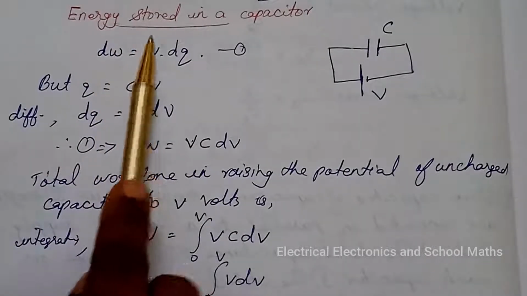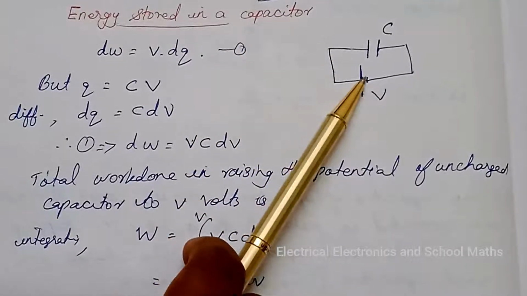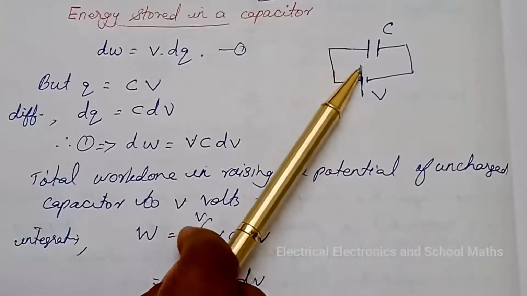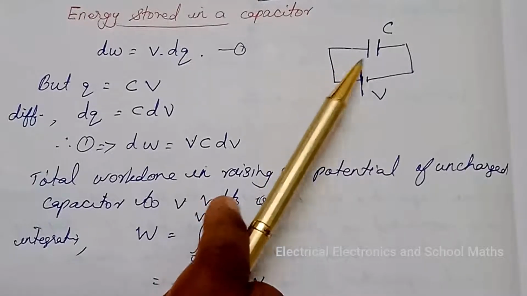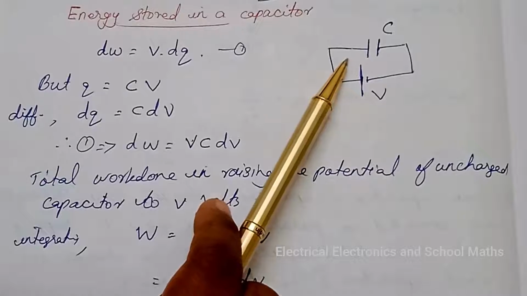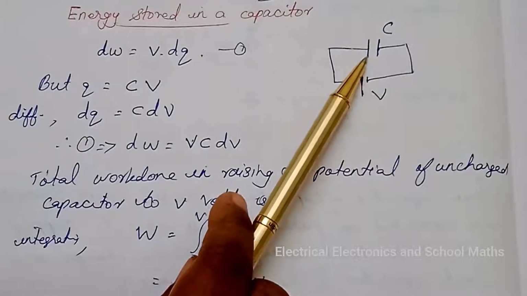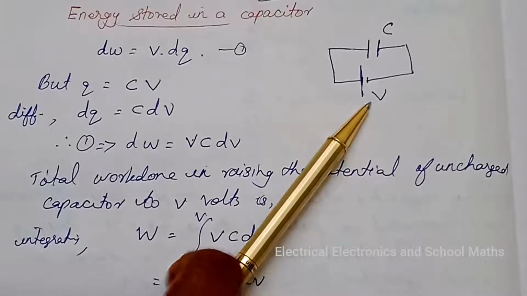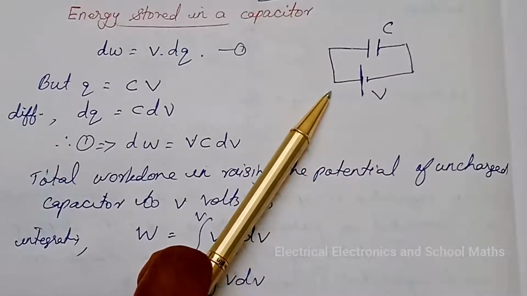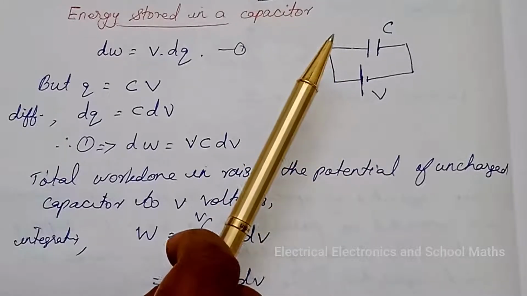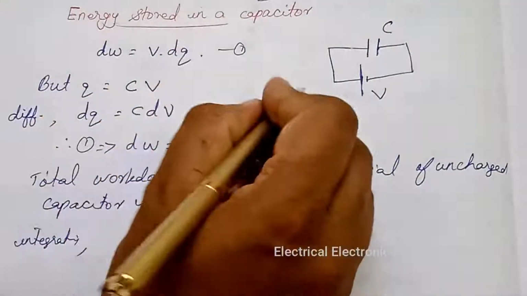Let us study about energy stored in a capacitor. The ideal capacitor does not dissipate any of the energy supplied to it. It stores the energy in the form of an electric field between the conducting surfaces. Consider a capacitor of capacitance C farad being charged from a DC source of V volts. If at any instant during charging the voltage across the capacitor is V and charge is Q coulombs.